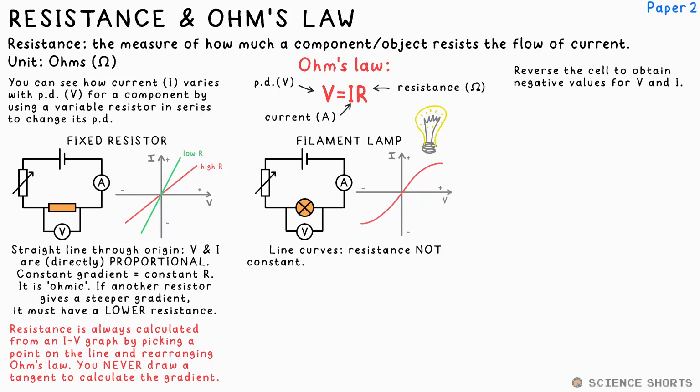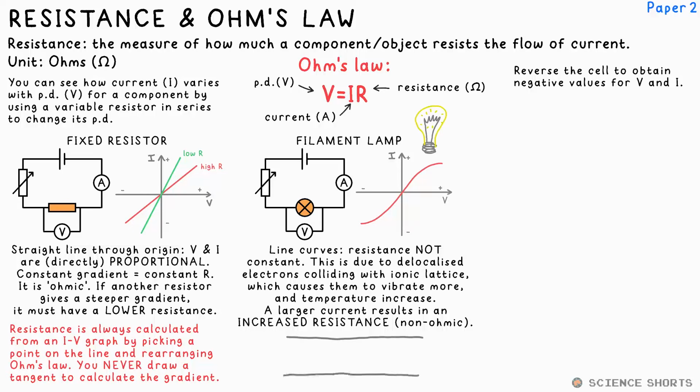The changing gradient shows that this is true, but we still just take a point on the line and use Ohm's law if we want to find the resistance. It's just that it does matter where you pick the point in this case. Note that we never draw a tangent on a curved IV graph. The gradient doesn't give you anything.